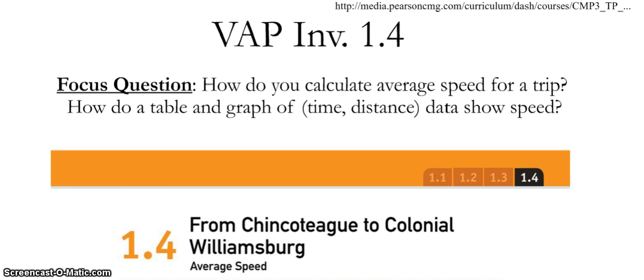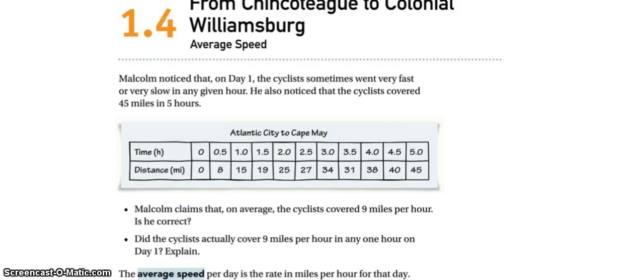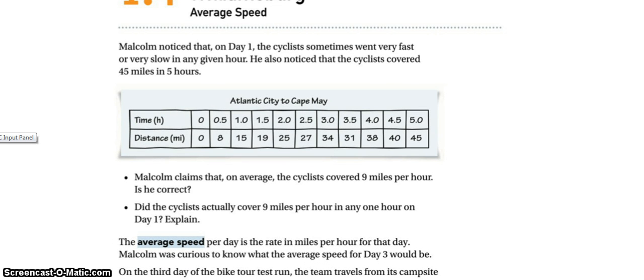So let's take a look here real quick. We'll scroll down. It says that Malcolm noticed that on day one, cyclists sometimes went very fast or very slow in any given hour. He also noticed that the cyclists covered 45 miles in 5 hours, so he claims that on average, the cyclists covered 9 miles per hour.